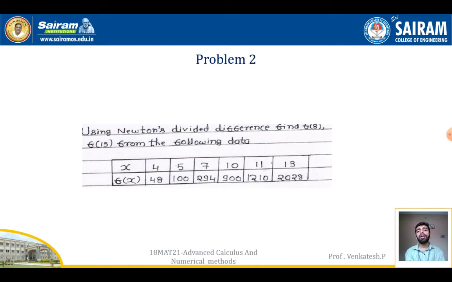One more example. Using Newton's divided difference formula, find f of 8 and f of 15 from the following table. So the given data is x equal to 4, 5, 7, 10, 11, 13. F of x, or y, is given by 48, 100, 294, 900, 1210, 2028. So first let me estimate the divided difference table.